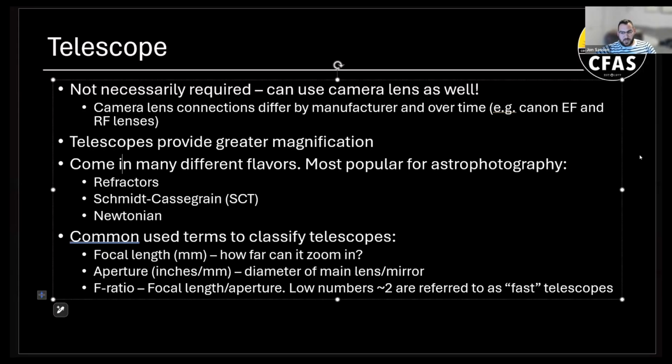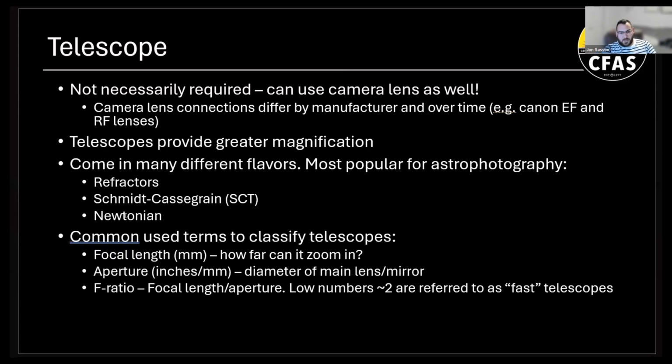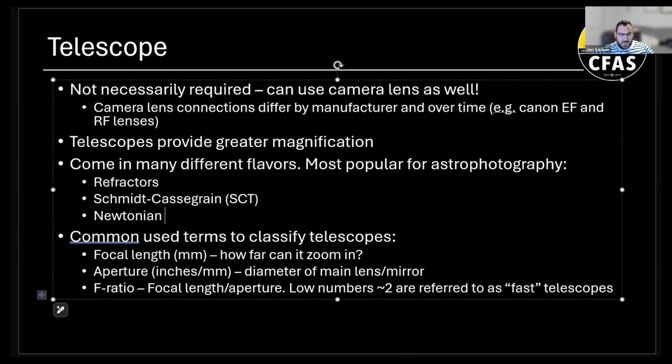So telescopes come in many different flavors, many different types. Briefly, I'm going to mention the three most popular ones for astrophotography: a refractor, which is the simplest type you can think of, a Schmidt-Cassegrain, and a Newtonian. Both of these two are classified as reflectors, because they have a mirror that reflects the light onto your eyepiece or your camera. And I'll briefly touch upon some terms you might hear used to classify telescopes.